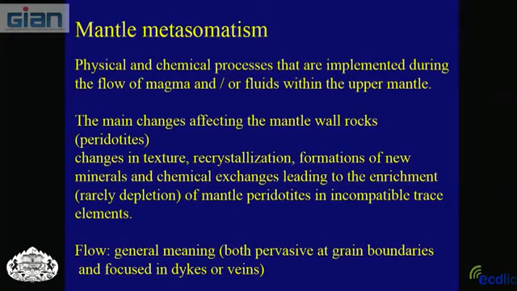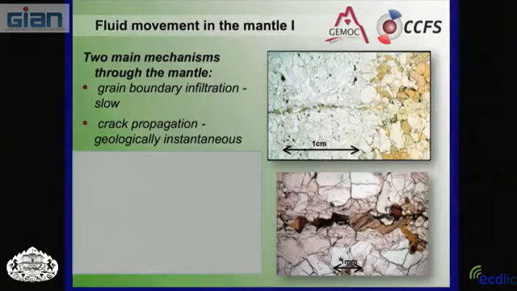The main changes affect the mantle wall rock, mostly peridotite, as everybody knows here: changing texture, recrystallization, formation of new minerals, and chemical exchange leading to the enrichment, sometimes depletion, we will see at the end, of mantle peridotite in incompatible trace elements. Flow, in general meaning, is both pervasive at grain boundaries or focused in dikes or veins. You remember this one from this morning?